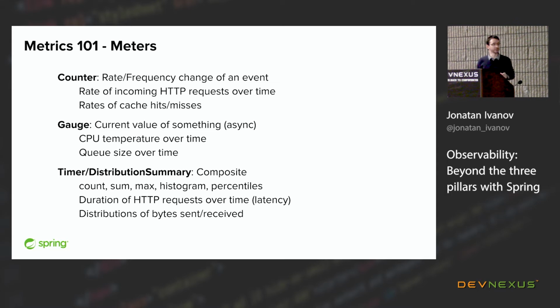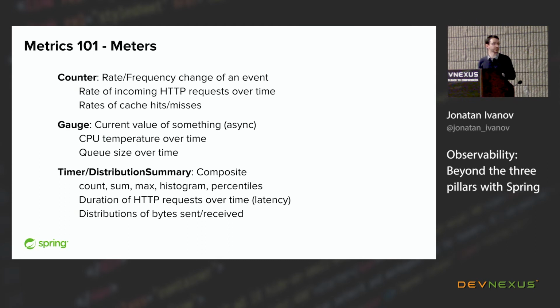Just very, very shortly, a couple of types of meters that you can use to record metrics. There are way more, and other systems call these different names and handle them differently. But the previous one was the counter. So you can use a counter, for example, to record the rate of something or the frequency of a change. If you are a math person, that's the first derivative over time. You can use it, for example, to count the incoming rate of HTTP requests, or cache hits and misses. How many cache hits do you have per second, or how many misses do you have?